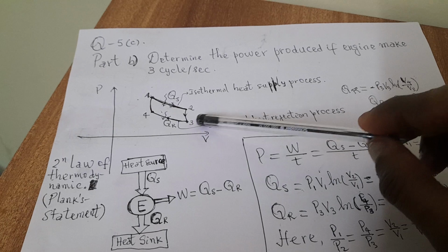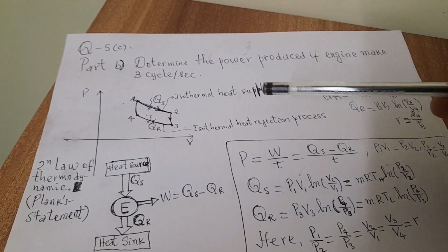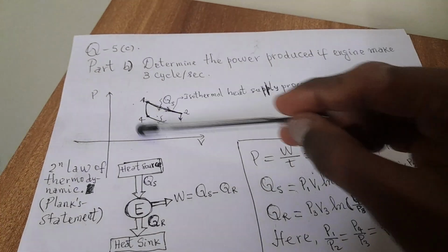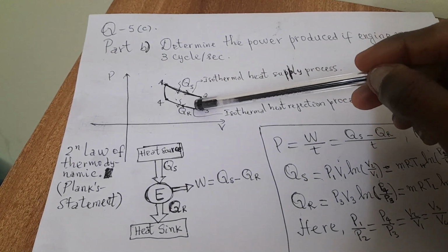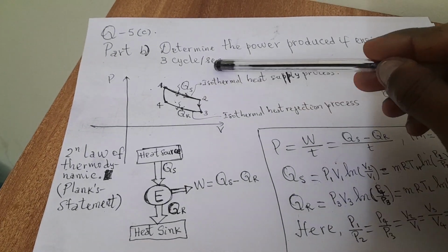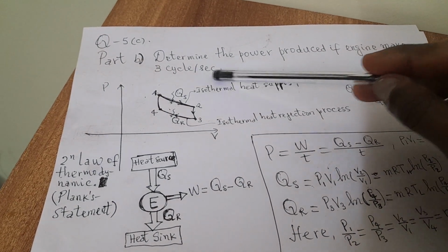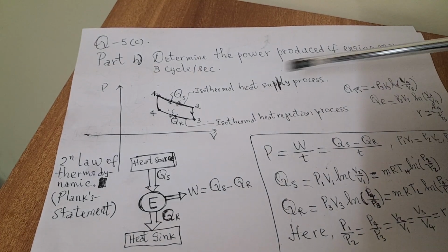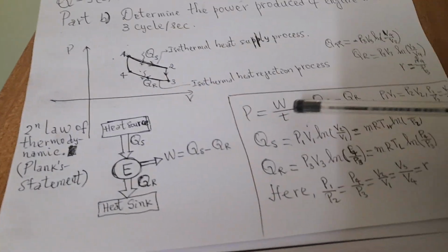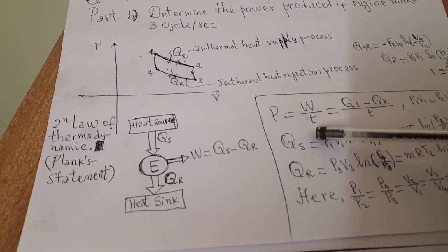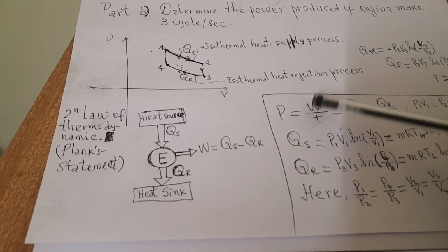So now here we want to find what is the work done if the cycle is repeated 3 times per second. It's like determine the power produced if the engine makes 3 cycles per second. That's the point. So we know that power is work upon time. So the point here is how to determine this work.